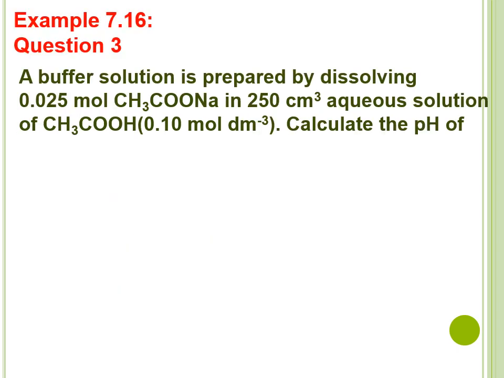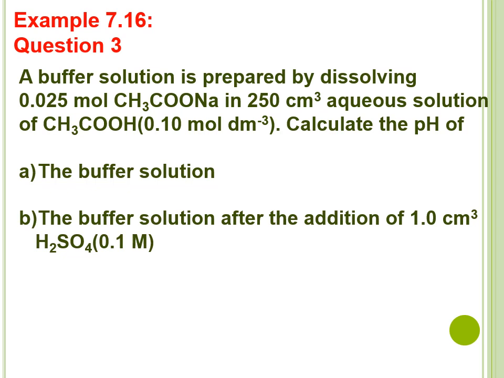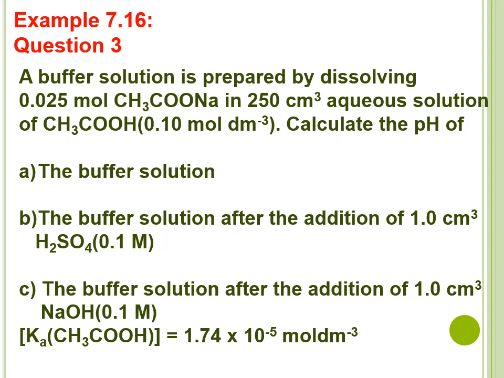Question 3. A buffer solution is prepared by dissolving 0.025 mole of sodium acetate in 250 ml aqueous solution of acetic acid 0.1 molar. Calculate the pH of the buffer solution, and then calculate the pH of the buffer solution after the addition of 1 ml of sulfuric acid 0.1 molar, and then calculate the pH of the buffer solution after the addition of 1 ml of sodium hydroxide 0.1 molar. Given the Ka of the acetic acid is 1.74 times 10 to the power of -5 molar.